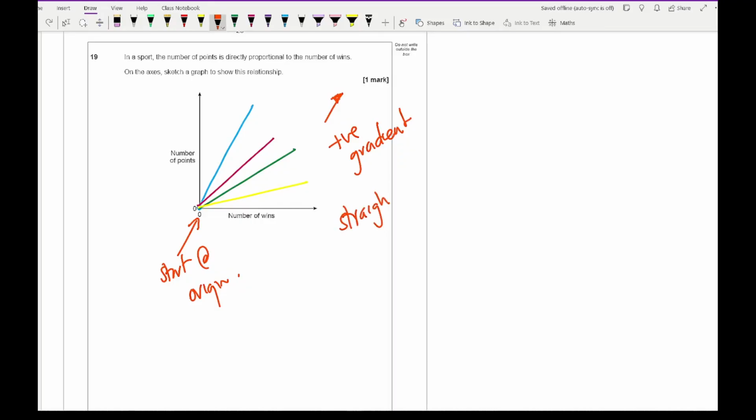So as long as it hits those 3 requirements, you're going to get that single mark.